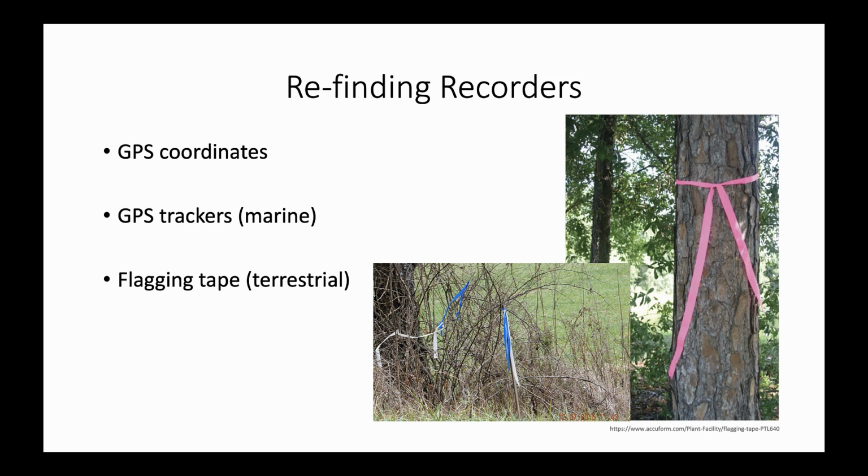But we've also found flagging tape to be quite helpful, particularly if there's one group of people deploying recorders and maybe a different group of people retrieving them. GPS coordinates can get you pretty close, but even when you're within 10 or 20 meters of a recorder, you can spend quite a bit of time looking for it, particularly if it's on another side of a tree and not directly in your line of sight. So using some of this bright colored flagging tape can give you a leg up on finding where these recorders are at.